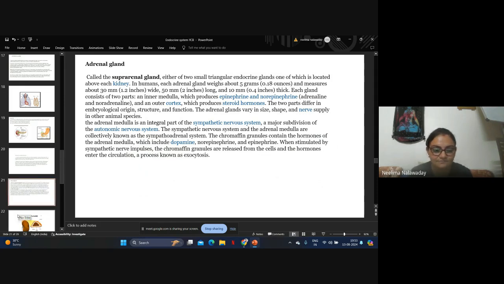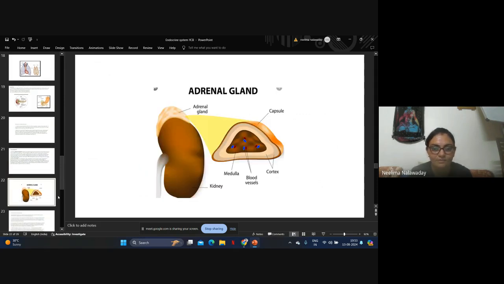So, adrenal glands. These adrenal glands are located on top of the kidneys. The outer part is called the cortex, and the middle inside part is called the medulla. The cortex secretes different hormones and the medulla secretes different hormones.